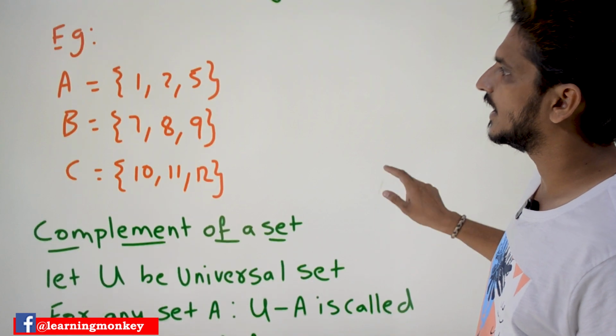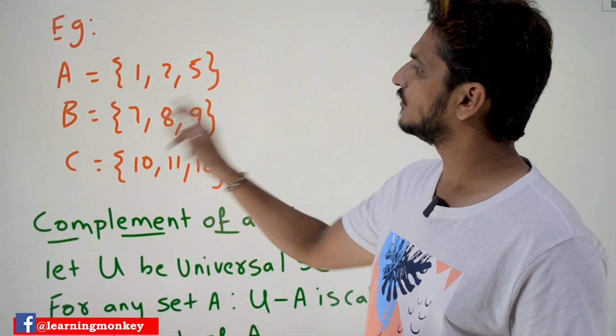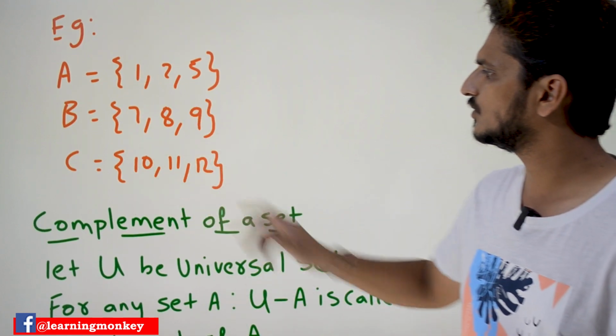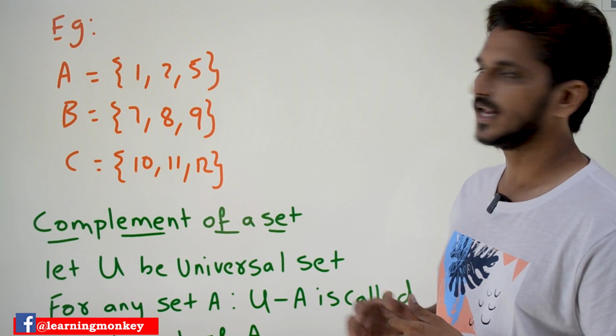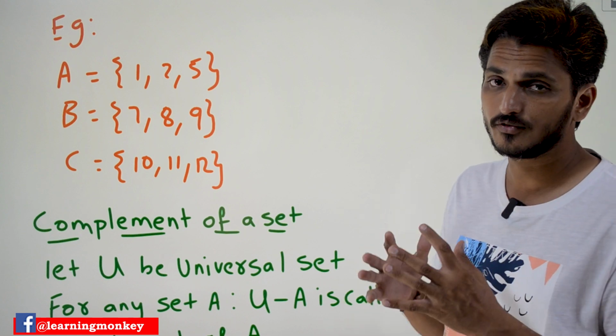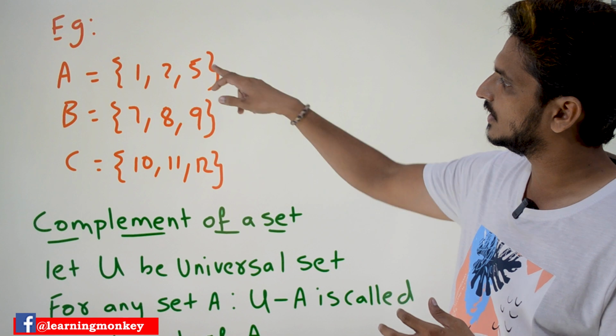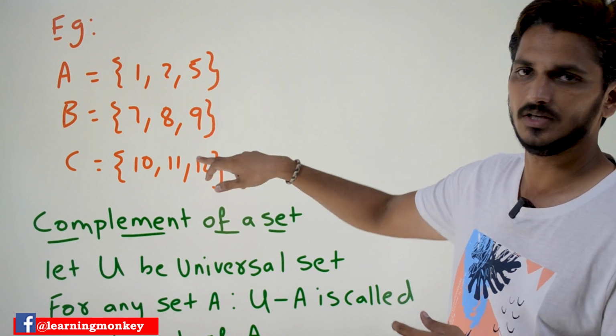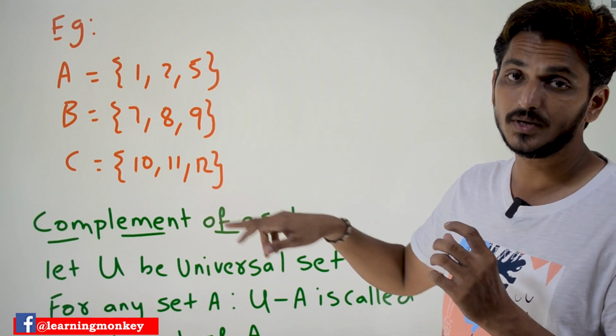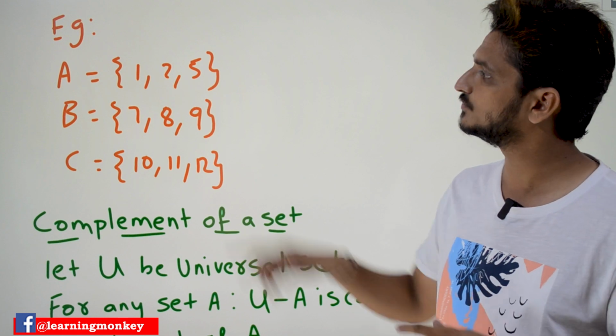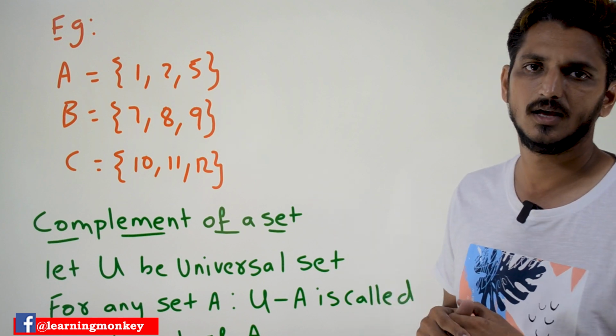Example, take A, B, C. A is equal to {1, 2, 5}, B is equal to {7, 8, 9}, and set C contains {10, 11, 12}. You take any pair of sets, A and B, A and C, B and C. All pairs should be disjoint. Then we say they are mutually disjoint sets.